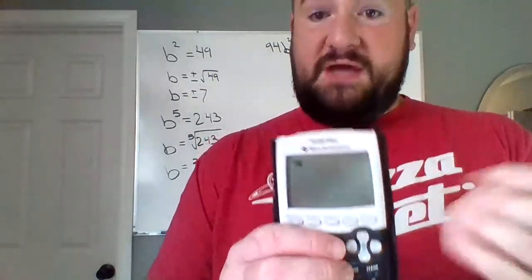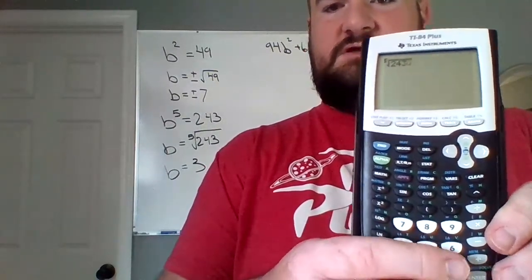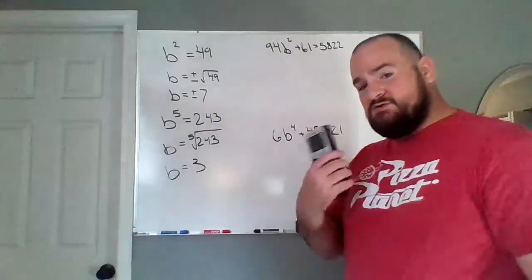Notice on my calculator, it's one of the newer ones, so it actually moves that little 5 up into that little box. If you don't have this kind of calculator, it'll just say 5 and then have that x root symbol. You have to have that 5 in front. And so then we take the 5th root of 243, enter, and we get 3. So those are 2 ways to use your calculator to do this.